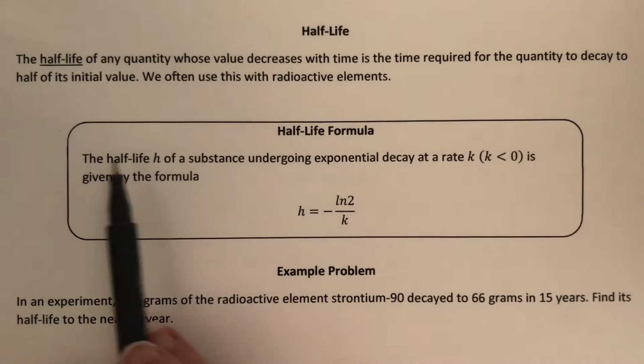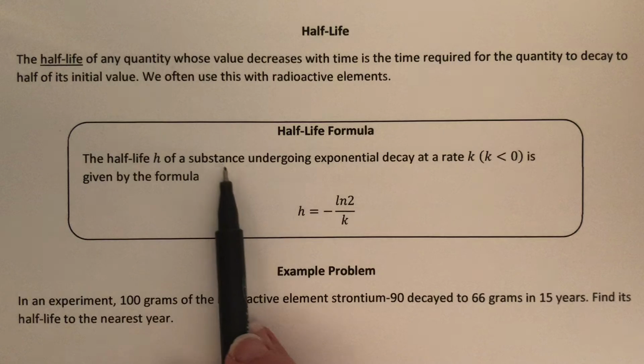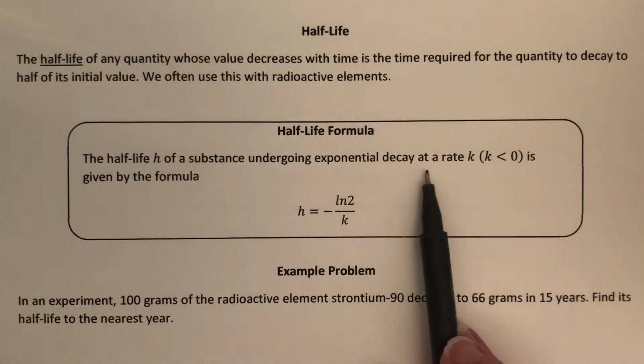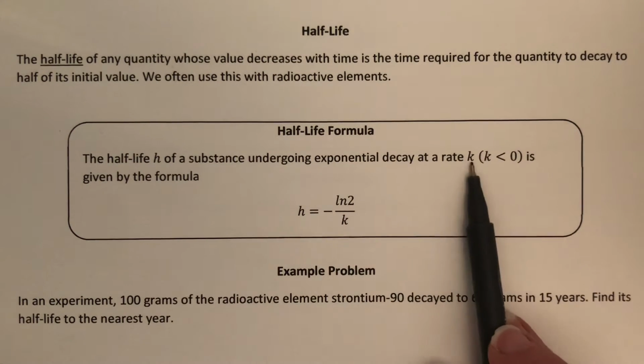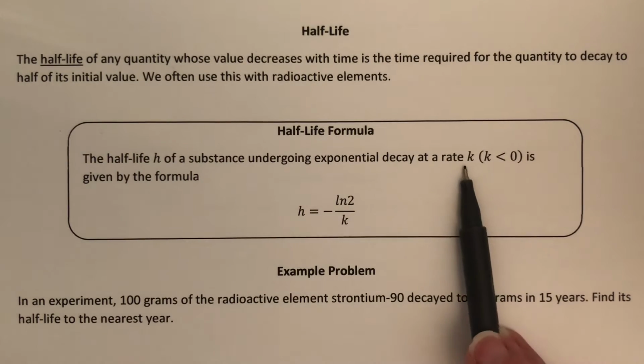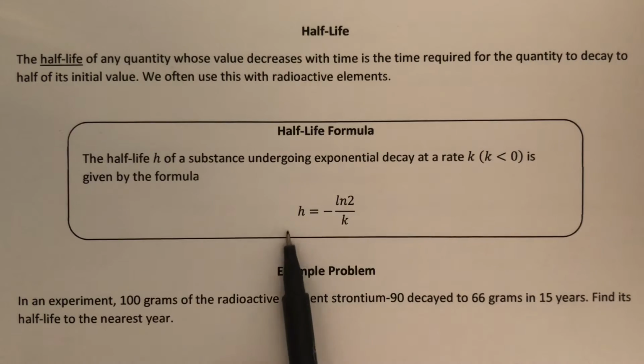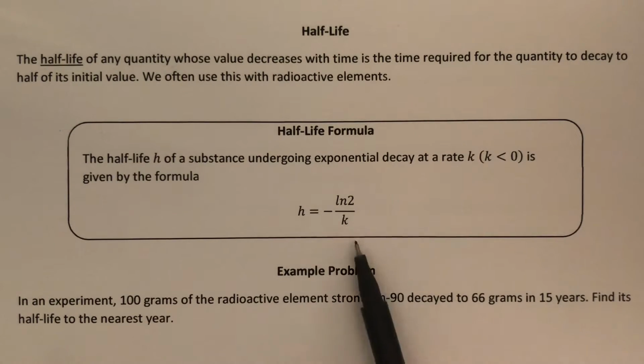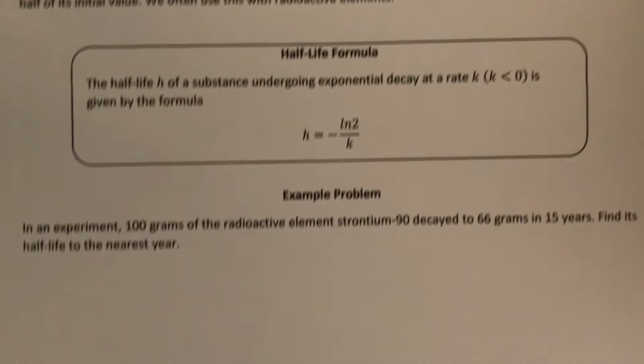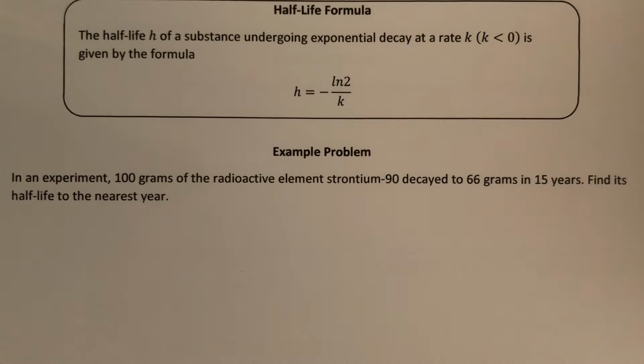Half-life formula. The half-life H of a substance undergoing exponential decay at rate K, that's going to be dependent on whatever it is we're talking about, is given by this formula. H is equal to negative natural log of 2 over K. So what we're often going to have to do is find K first. We're going to be given enough information to find it, and then we're going to be asked to use it.